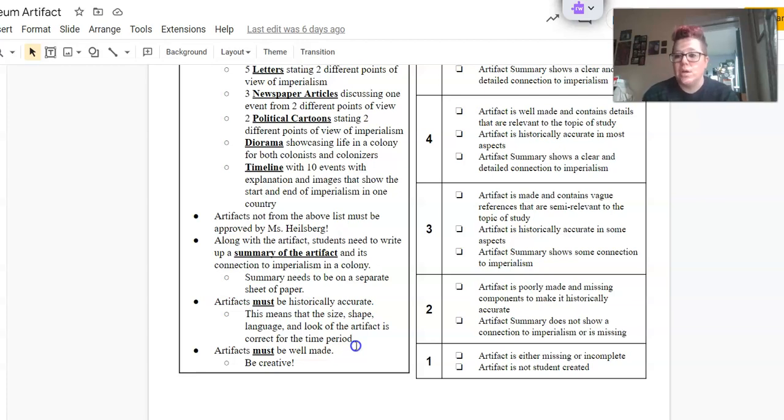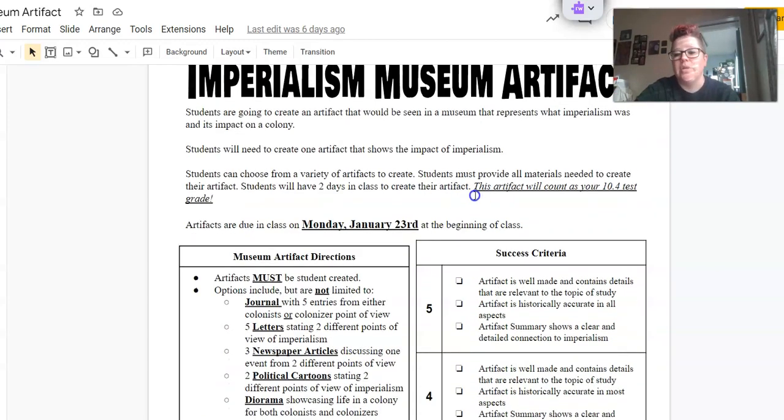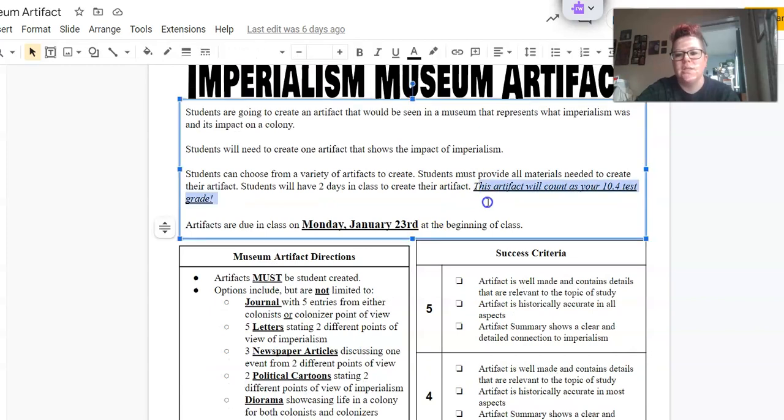And then be creative. If you are giving me something that is not very well made, don't complain to me that your grade is low. Okay? This again is replacing your 10.4 test, so you need to make sure that you do a good job because this is going to hit all your standards for this 10.4 unit.